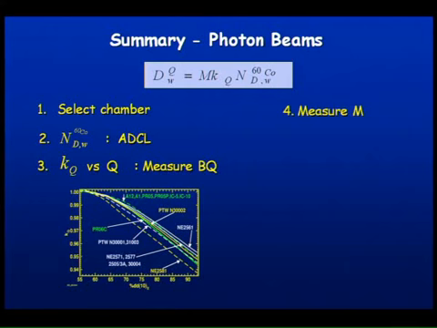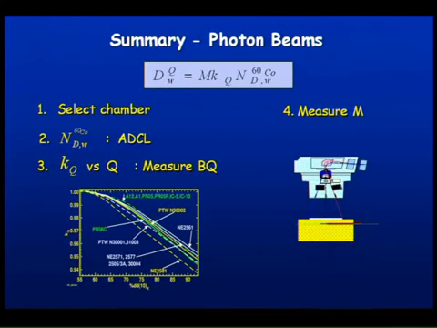The only thing left is now to measure M, and you measure M under reference conditions, and there are a lot of steps that one has to go through to get a corrected value of M. So once you've done that, you've essentially determined the absorbed dose to water at the reference depth. So these are all the different steps. One slide summarizes it all for photon beam calibration.